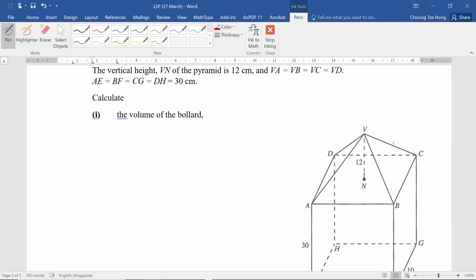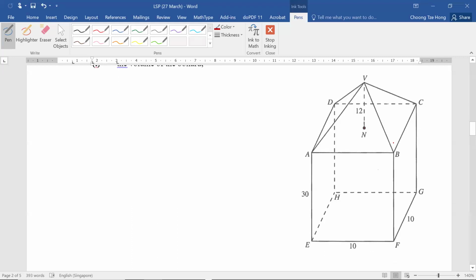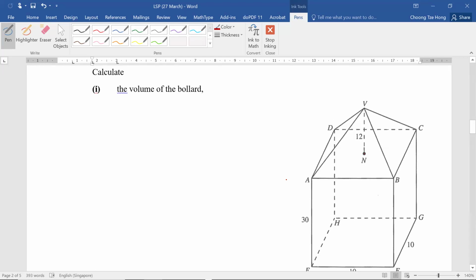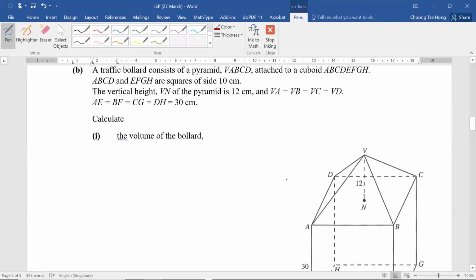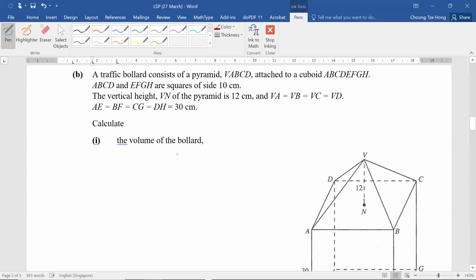Next, they want us to calculate the volume of the block. So we need to calculate the volume of the cuboid, which we can do easily: base times height. And for the pyramid, we need to recall the formula for the volume of a pyramid, which is one third base area times the height. So let's go ahead and calculate the volume of the block. Volume of block equals the volume of the cuboid plus the volume of the pyramid.